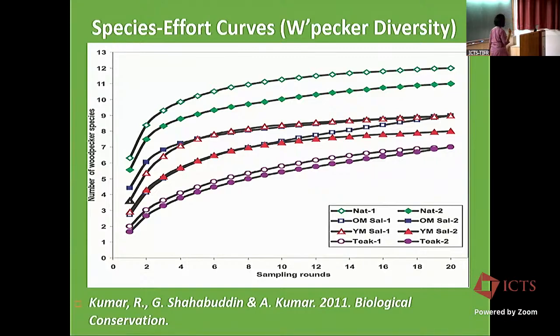And every symbol over there indicates a sampling round. Every color of this plot line graph shows a different land use. So the greens show natural sal, the red and the blue symbols show the managed sal, and the purple is indicating teak, the teak plantations.